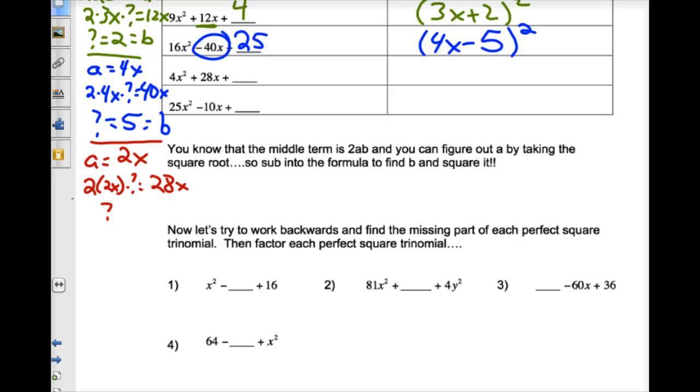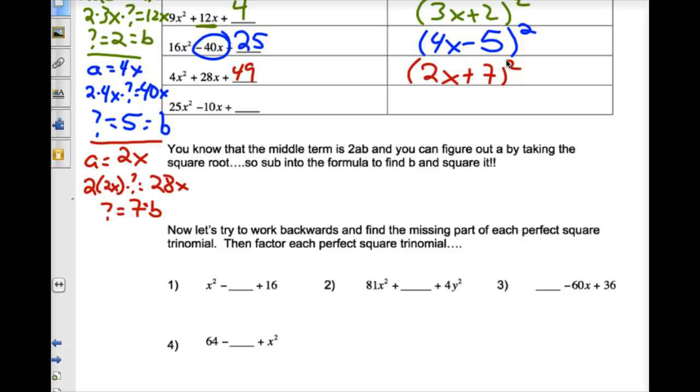Get the next one done if you're done with that one. Madeline, what'd you get for b in the third problem down? We only have a minute. 7. Very good. Guys, square it. She just completed the square. So easy. 2x plus 7, quantity squared.